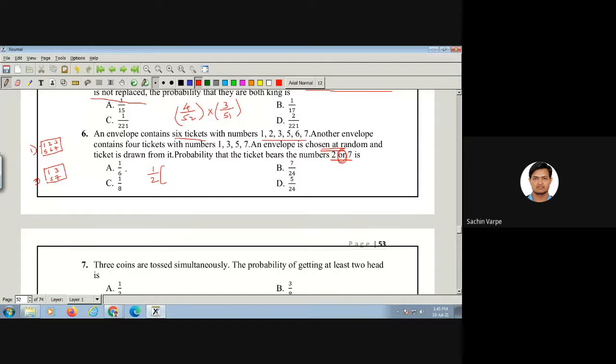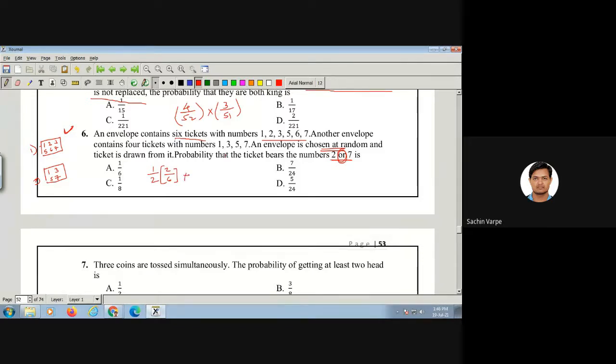Suppose the first envelope is chosen. Then what is the probability of getting 2 or 7? It is 2 by 6. The probability of 2 will be 1 by 6, and the probability of 7 will be 1 by 6. So that will be 2 by 6.